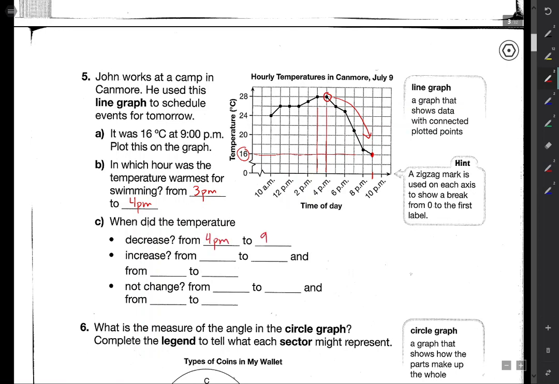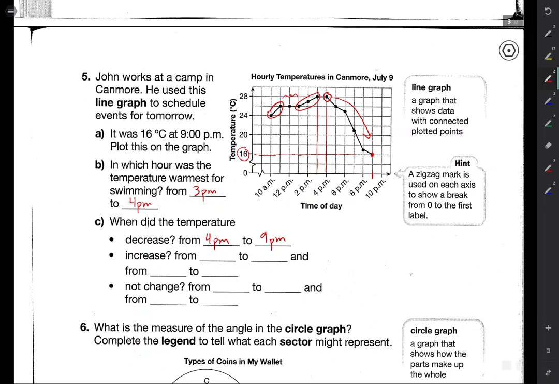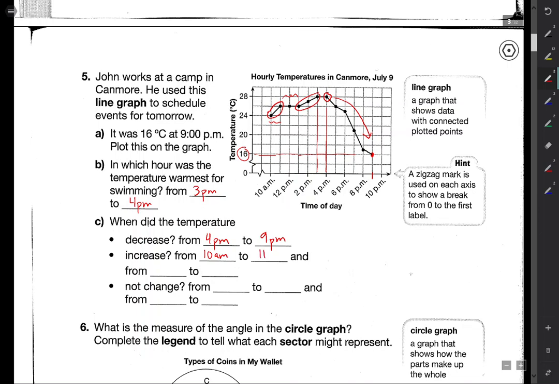to 9 p.m. Now it's asking at what points did it increase. So we have a little bit of an increase right here, as well as another one right here. This middle part here stays the same. It doesn't increase or decrease, so we're not going to include that. So if we're looking at this first little section here, that increases from 10 a.m. to 11 a.m. And then if we look at the second part over here, that's increasing from 1 p.m.